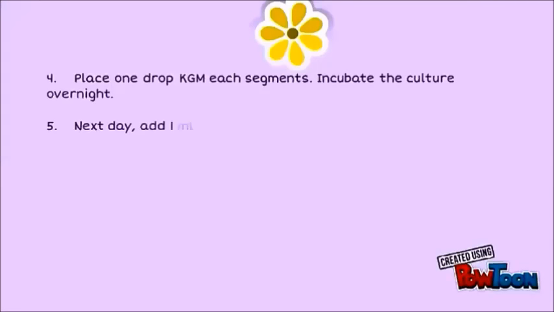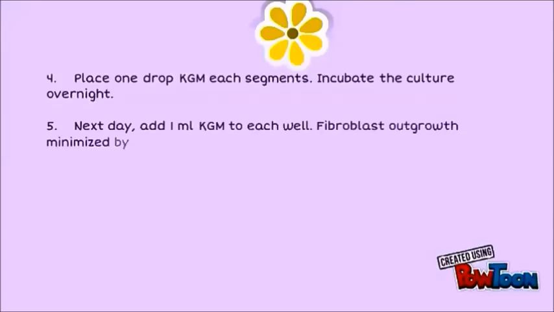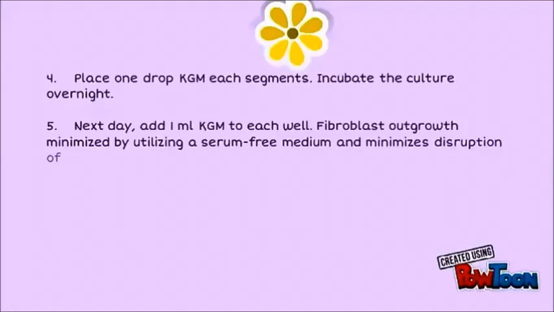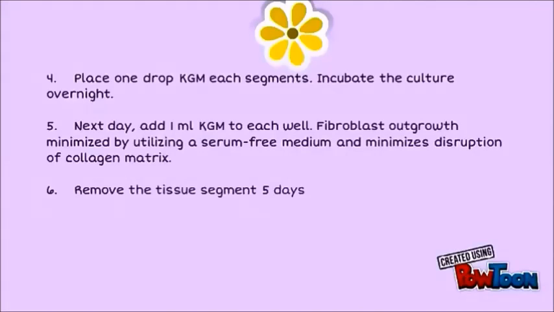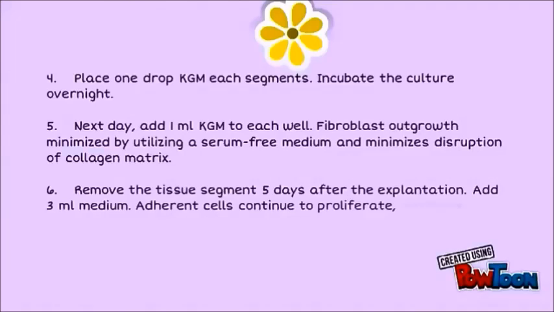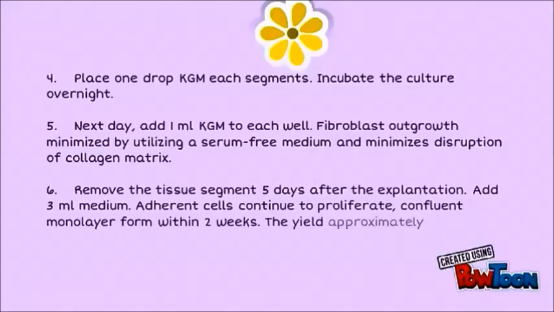Incubate the culture overnight. The next day, add 1 ml KGM to each well. Fibroblast outgrowth is minimized by utilizing a serum-free medium and minimizing disruption of the collagen matrix. Next, remove the tissue segment 5 days after the explantation and add 3 ml of medium for adherent cells to continue to proliferate. Confirm monolayer formation within 2 weeks.